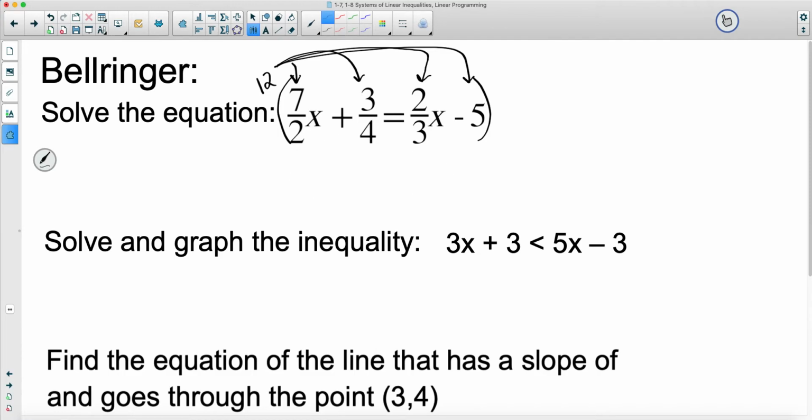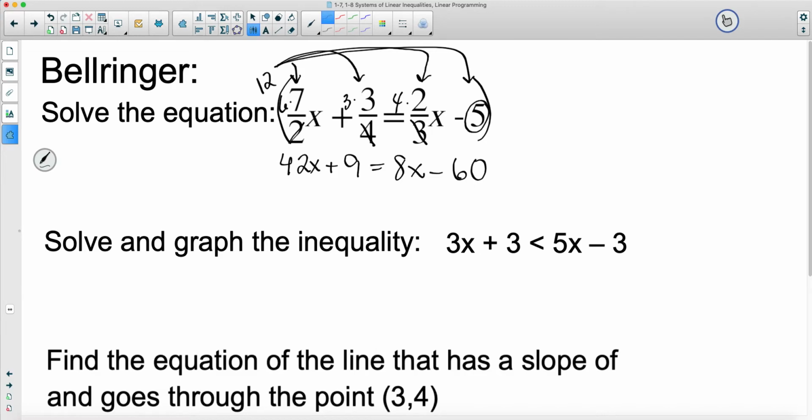So when we multiply the first one by 12, 7 over 2, that 2 is going to cross cancel with the 12 to turn it into a 6, so it'll be 6 times 7, which is 42, and we have to carry that x with us. The 4 will cross cancel with the 12 to get us to a 3. So 3 times 3 is 9. And then this 3 will cross cancel with that 12, turning it into a 4. 4 times 2 is 8, and we have the x. And then there's nothing that cross cancels with that 5, so 12 times 5 is 60.